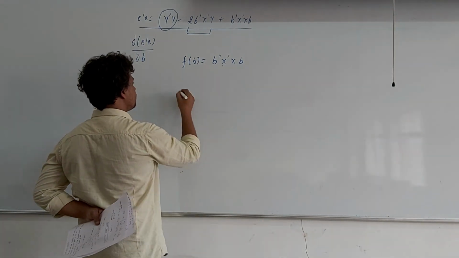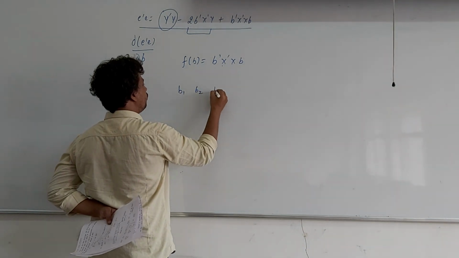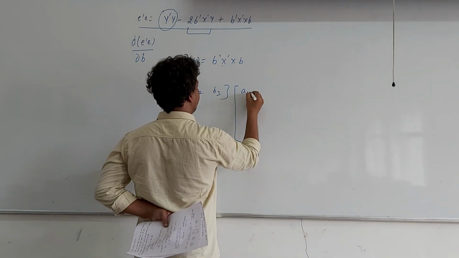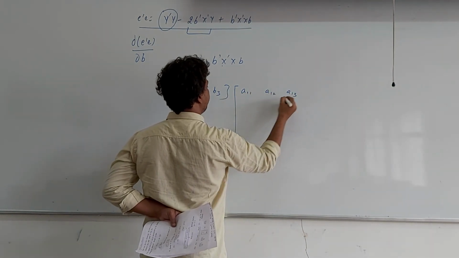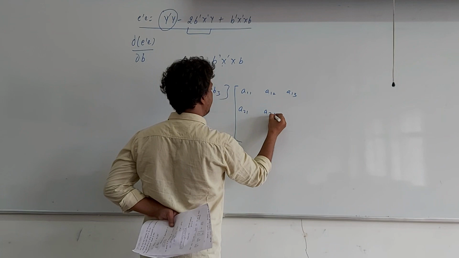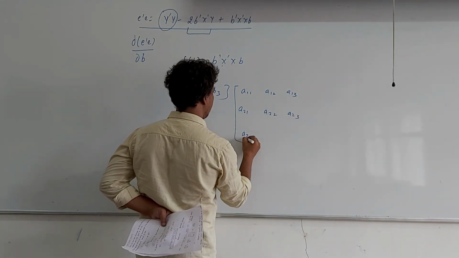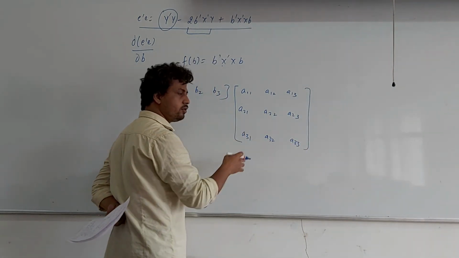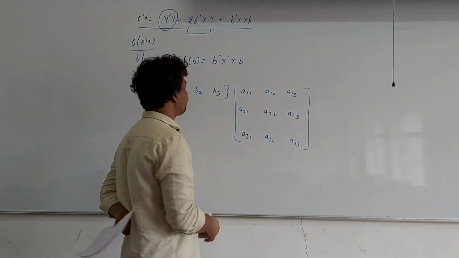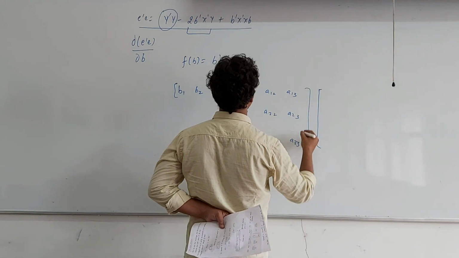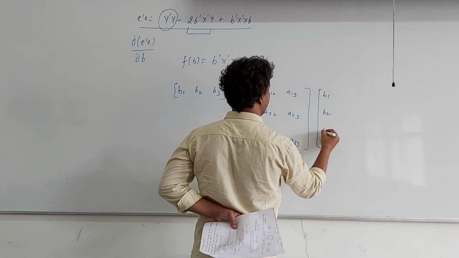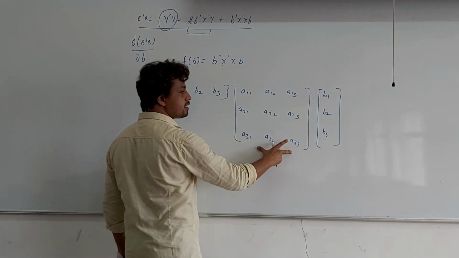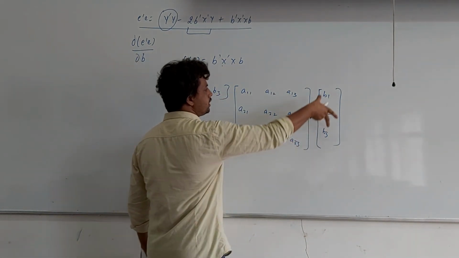So B transpose, let me write it as B1, B2, B3, and the matrix A11, A12, A13, A21, A22, A23, A31, A32, A33. This is just to tell you that this is a matrix of known constants. My bad. So this becomes B transpose X, the matrix of known constants, times B.